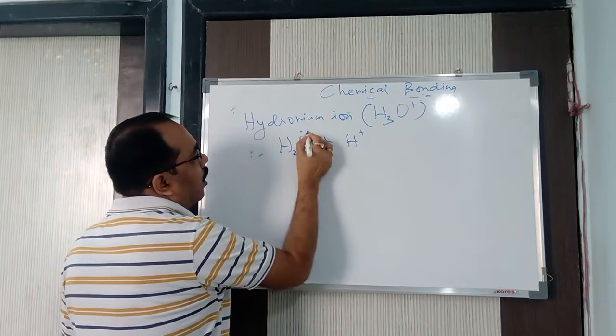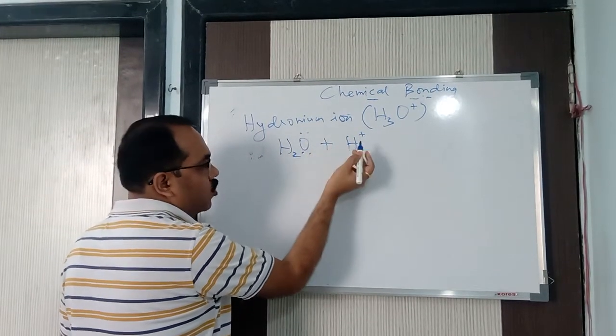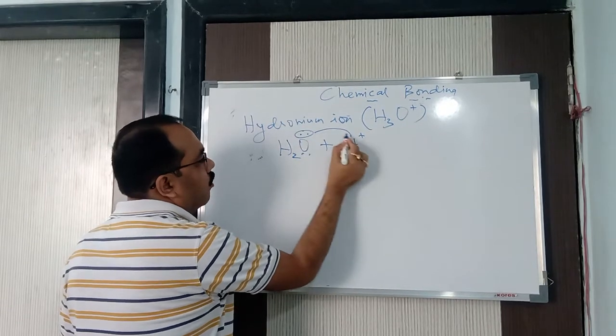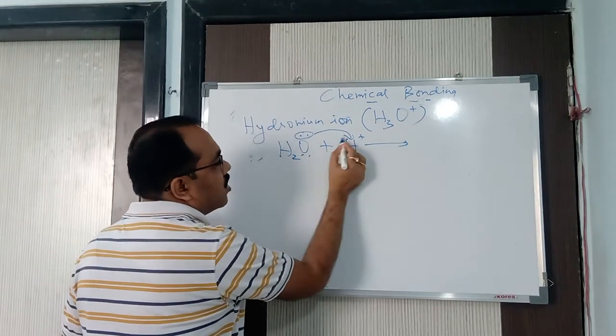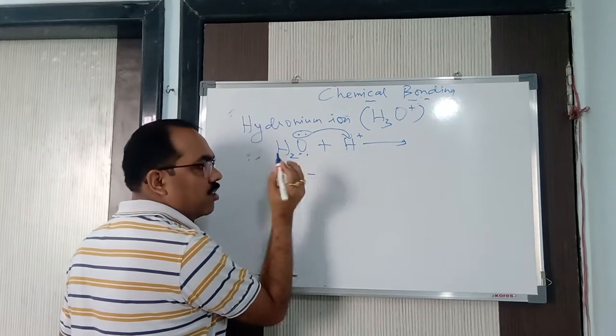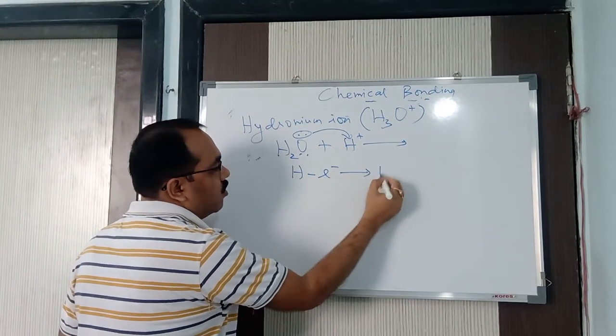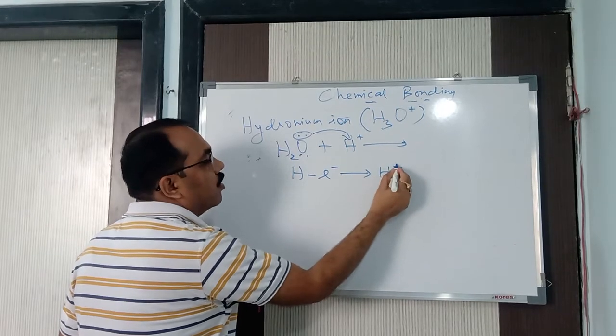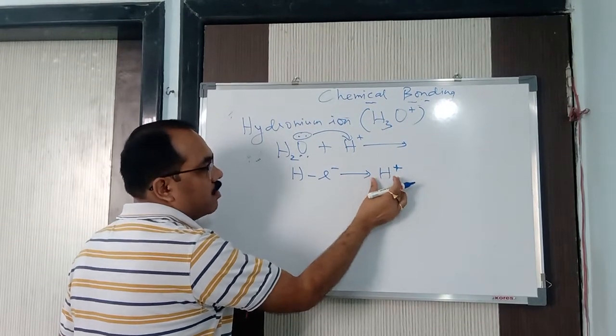H2O, now oxygen is having two lone pairs. I will show you how it is. It gives one lone pair to the H plus ion. Why? Because what does H plus mean? What do you mean by H plus? H is having one electron in the outermost shell. It loses that electron also and it forms a proton or a cation. We can say that is the H plus ion.